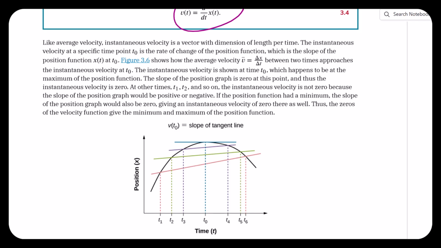Basically the idea is like we were doing before, we were taking the little interval from here to here. Now we're going to go from here to here, closer, from here to here, closer. Oh, look, if we go super duper close, we basically have a tangent line. So the instantaneous velocity is the derivative of the position. Okay, so I'm going to say that again. The instantaneous velocity is the derivative of the position graph.